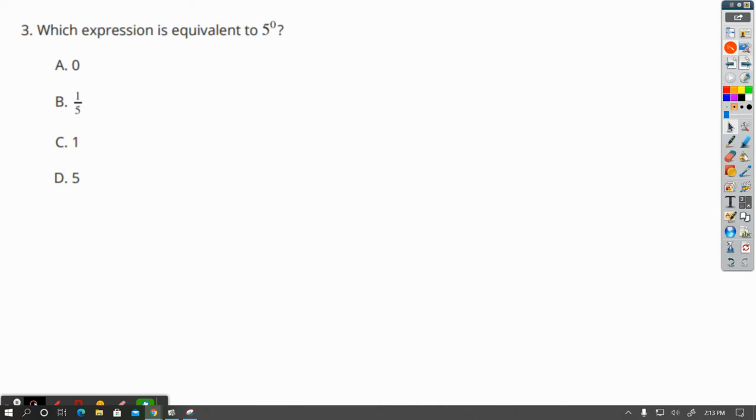Number 3, which expression is equivalent to 5 to the power of 0? Anything to the power of 0 is always 1. So 5 to the power of 0 is 1.